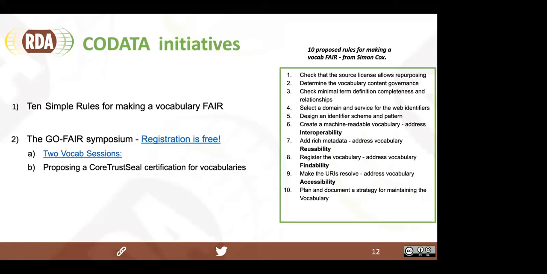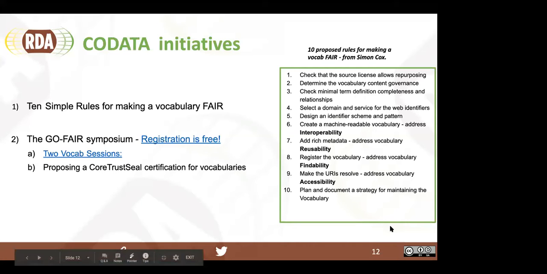I'd also like to highlight that in CoData, there are some initiatives, and on the right, this is from Simon Cox, 10 simple rules for making a vocabulary FAIR. Again, coming to the other side, if you're a developer, this is what makes your vocabulary more usable, sustainable, and enduring. These are the things you need to think about. And I'd also like to highlight the Go Fair Symposium, and there's a link there to the registration, because it's free, and there are 2 vocabulary sessions, and I think they're on like November 30th or December 1st, depending on what country you're in.